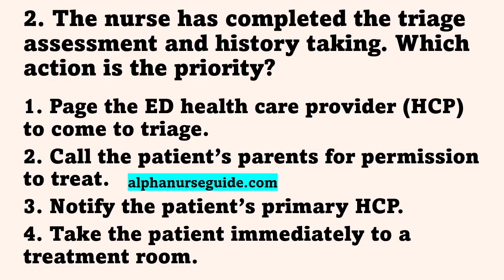Question 2. The nurse has completed the triage assessment and history taking. Which action is the priority? 1. Page the emergency department's healthcare provider to come to triage. 2. Call the patient's parents for permission to treat. 3. Notify the patient's primary HCP. 4. Take the patient immediately to a treatment room.